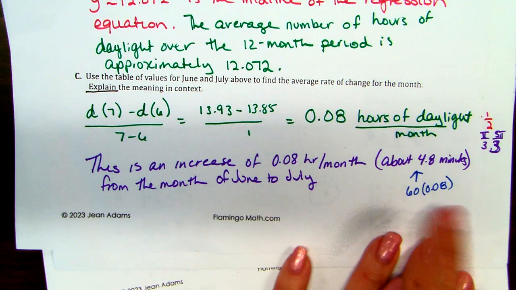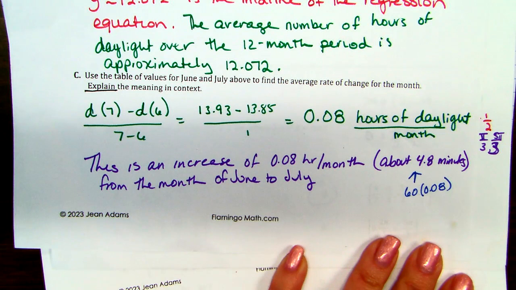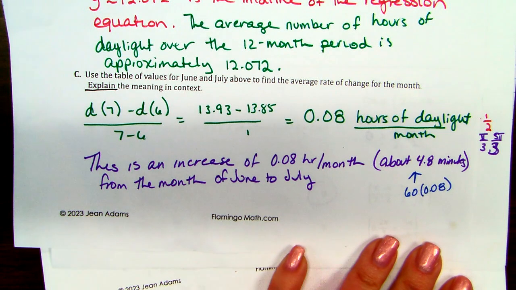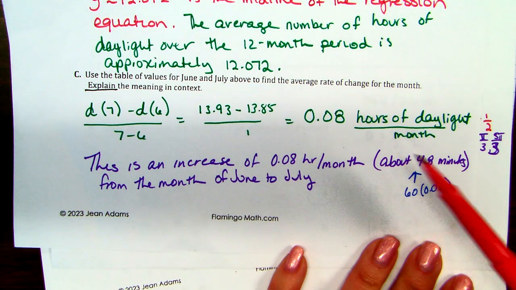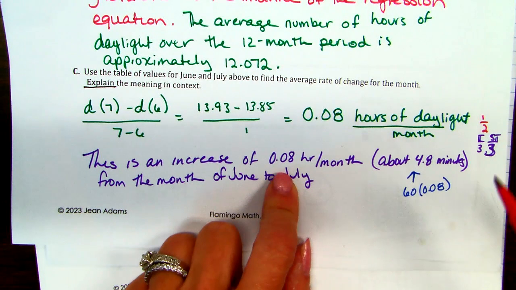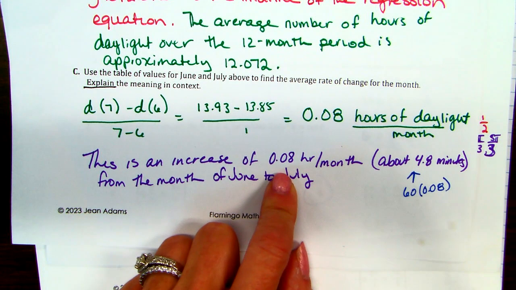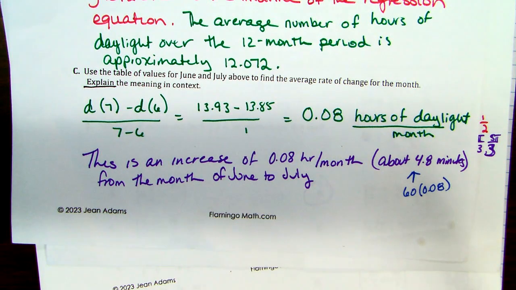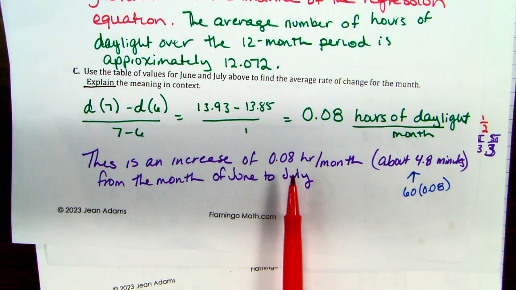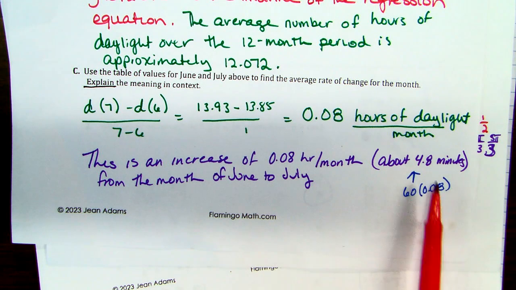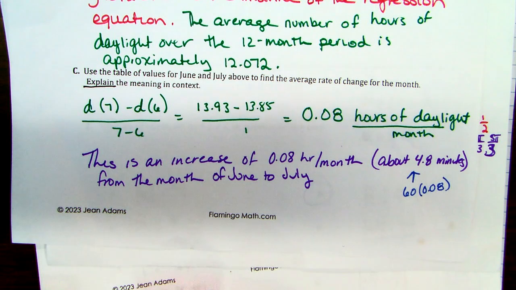Now, I would love to see you guys go further with it. Remember, I'm a pretty easygoing grader, but, you know, how can you interpret that? We don't speak in terms of 0.08 hours, right? How much time is that? Well, if I multiply that by 60 minutes in an hour, I got 4.8 minutes. So between June and July, we increase by 4.8 minutes of daylight. Who cares?